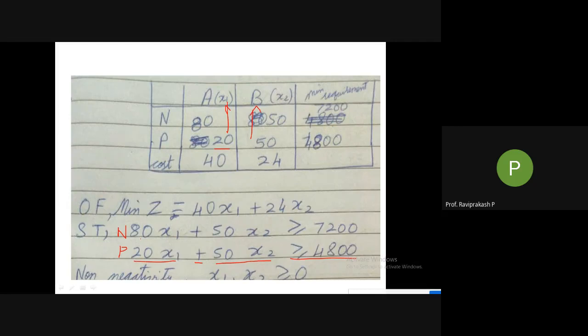So only two are there, that is N and P. These two equations are already there. And the last one is the non-negativity condition. What is it? x1, x2 greater than or equal to 0.